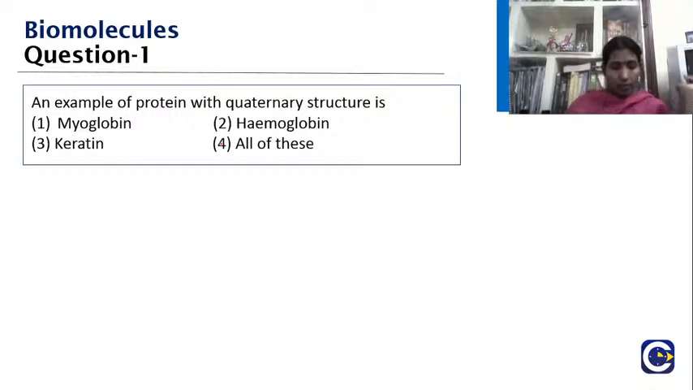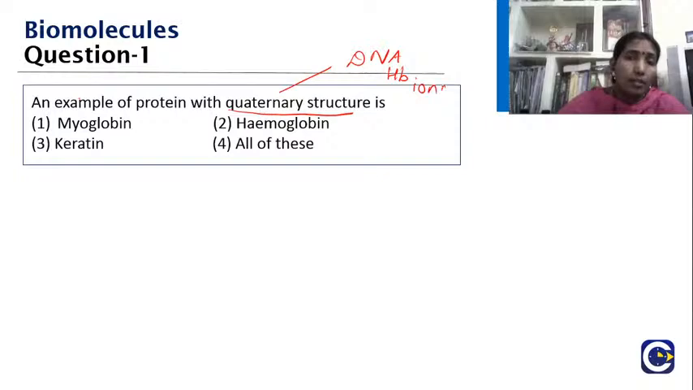So what is an example of a protein with a quaternary structure? When you look at myoglobin, hemoglobin, keratin, first you should understand what is meant by quaternary structure. It is the arrangement of more than one protein molecule in a multi-subunit complex. The best examples we always give are DNA polymerase, hemoglobin as well as ion channels. They are all quaternary structures.